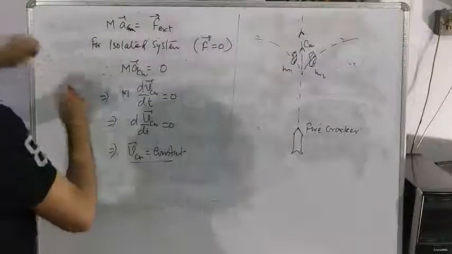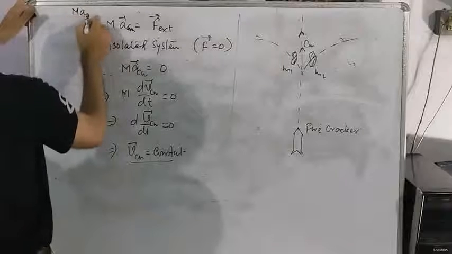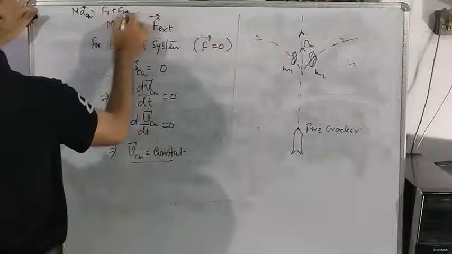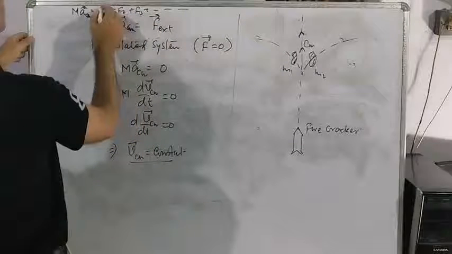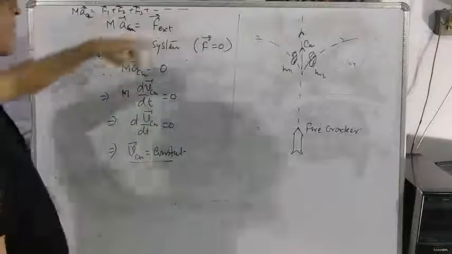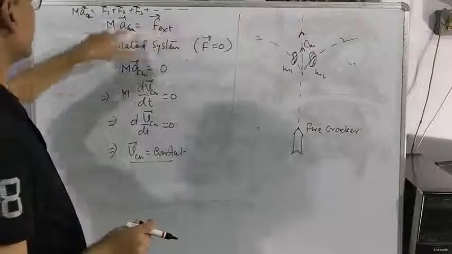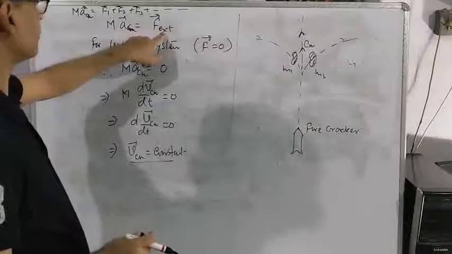Students, we have just seen that M ACM is equal to F1 plus F2 plus F3 and so on. And this F1 plus F2 plus F3 is the total force acting on the body, that is the external force. So we can write M ACM is equal to F external.